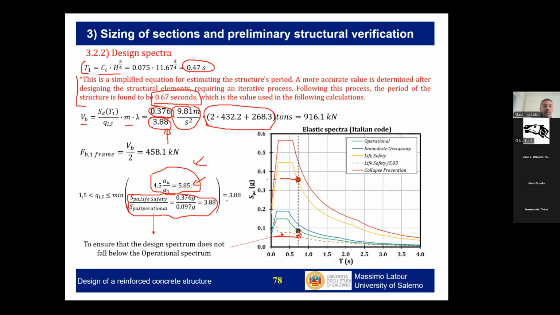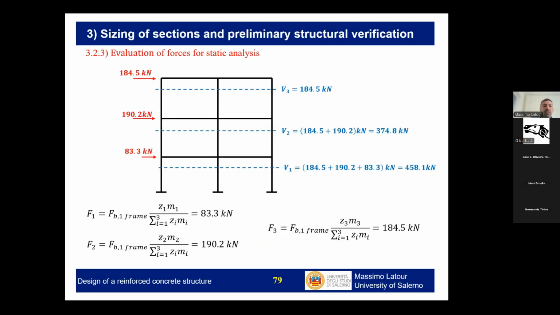This is the criteria applied in this case, which is leading to about 3.88, which is quite large, but is not so large that the structure would result already damaged in the operational limit state. So let's say that the forces are derived based on this idea, and these are distributed based on the modal shape. So the forces will be distributed linearly, increasing along the height of the building.